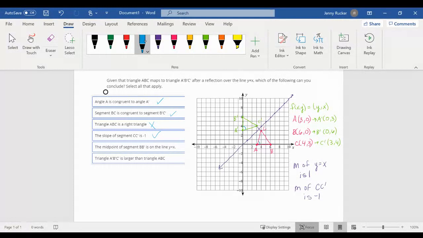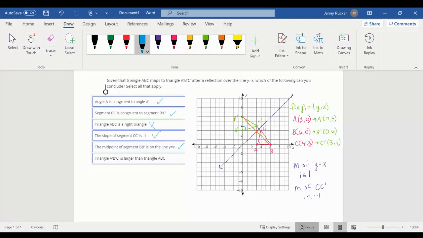The midpoint of segment B prime is on the line y equals x. So if I look at segment B prime, I know that the midpoint of that segment must lie on the line of reflection, since the pre-image point and the image point are equidistant from that line of reflection. So that must be true.